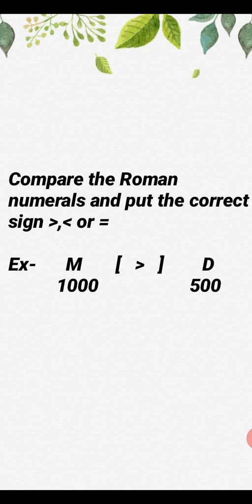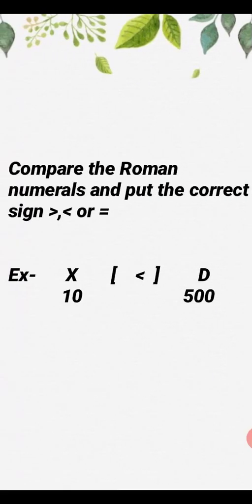Now we'll see the next example here. What is the Roman number? That means the value of X is 10 and D is 500. Which one is greater? 500 is greater than 10. So we'll use this sign to denote 500 is greater than 10.